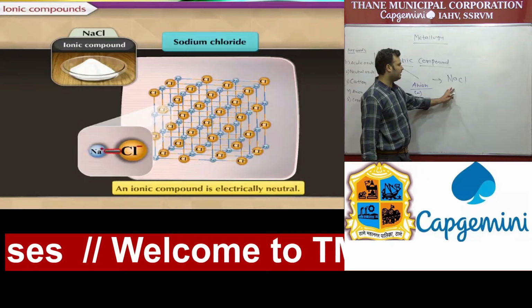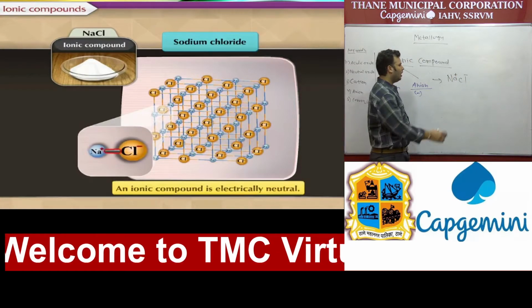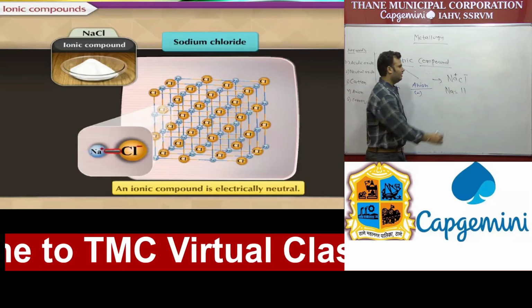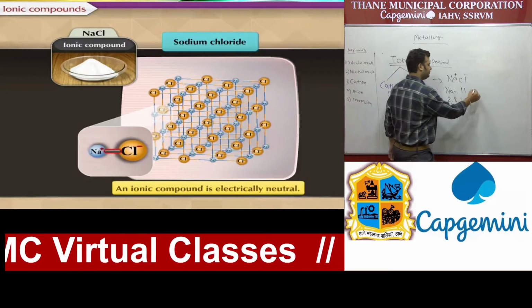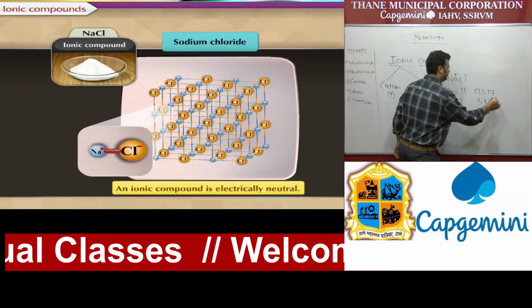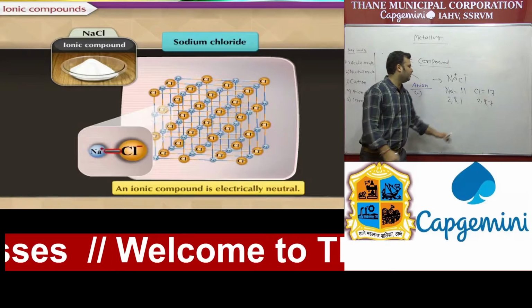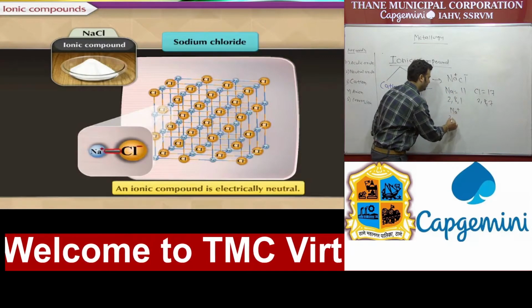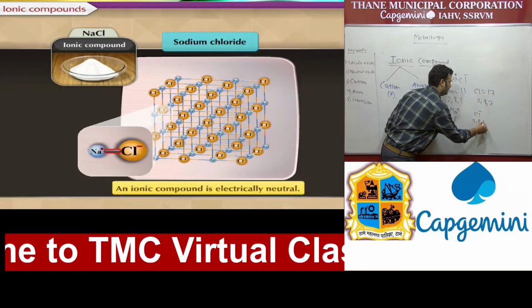So in this part student, Na is a positive ion and Cl is a negative ion. How? Take sodium, atomic number is 11, electronic configuration 2, 8, 1, and chlorine, 17, 2, 8, 7. So sodium will donate one electron to chlorine, so it will become positive, Na plus, that is 2, 8, and chlorine requires one electron, so 2, 8, 8.